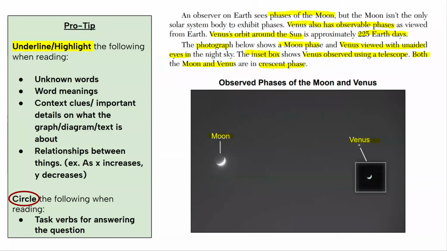And so, looking back on just the highlights now, I don't even have to read all of this. I can just see phases of the moon. This is what it's about. Venus also has observable phases. Venus's orbit around the sun is 225 Earth days. This photograph shows the moon phase and Venus with unaided eyes. This inset box is Venus observed using a telescope. Both moon and Venus are in a crescent shape. Pretty easy. You're removing extra words that are irrelevant by highlighting or underlining.